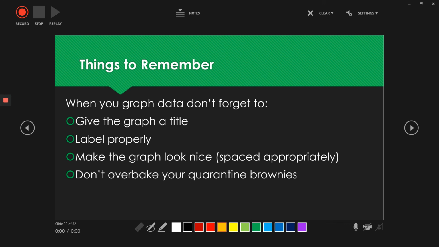All right, so remember when you're graphing data, don't forget to give the graph a title, label it properly, make the graph look nice. And always remember, don't overbake your quarantine brownies.